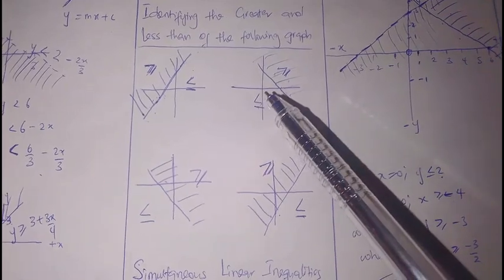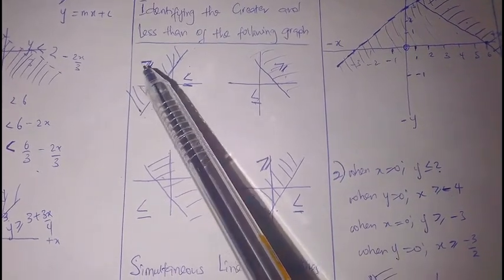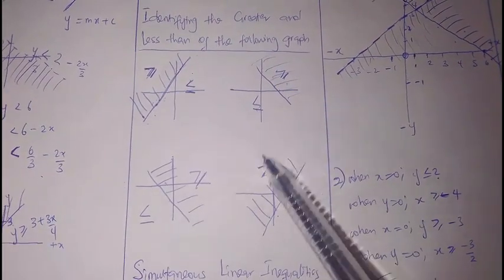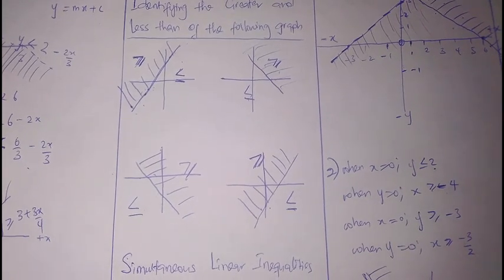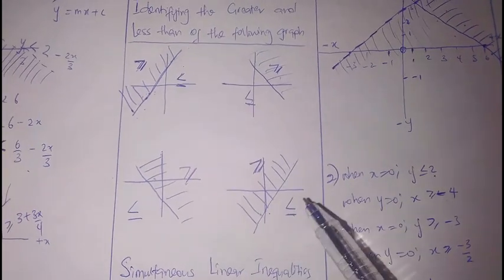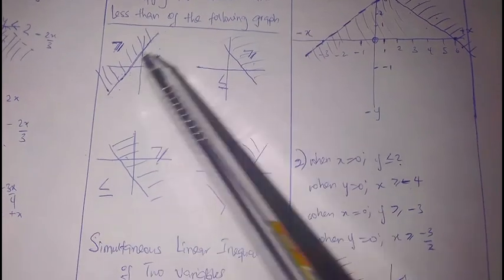And if you are to shade that linear graph, the greater than side in terms of inequality will be like this, like this, like this, and like this. Now, taking note of 2 things. This is the negative positive. This is the positive negative.